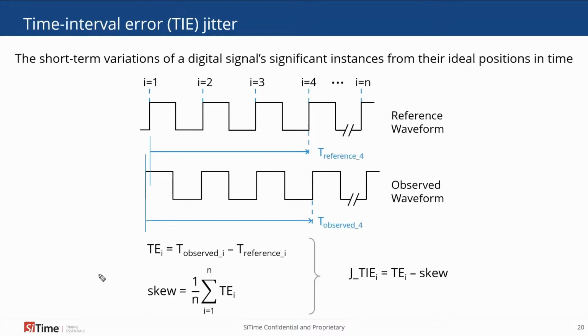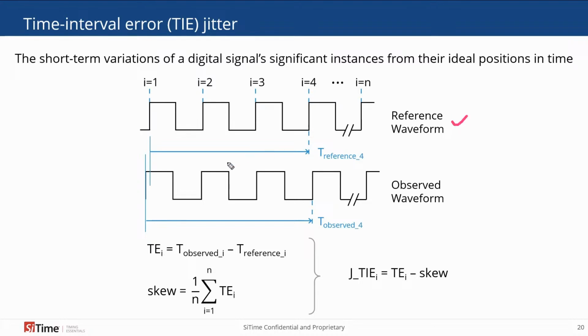Time interval error jitter is the more complicated of the three. So time interval error jitter is defined as the short-term variations of a digital signal's significant instances from their ideal positions in time. So this is a more complicated way to express the variation of a timing event definition that I gave you earlier. And to analyze this, we need a reference waveform, and that's partly what makes it more complicated.